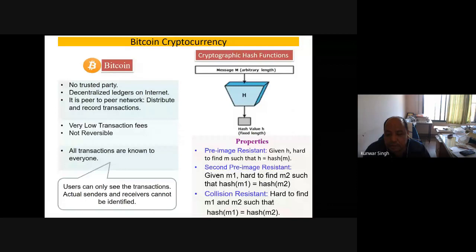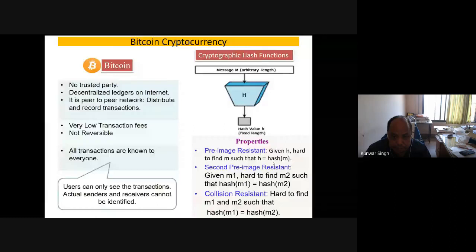The third property is collision resistance. It is hard to find two messages which have the same hash. It is similar to this one. Second and third are almost similar. In the second, only one message is given to you, and you have to find another message which has the same hash as message m1. But here you have to find any two messages. Is that clear?